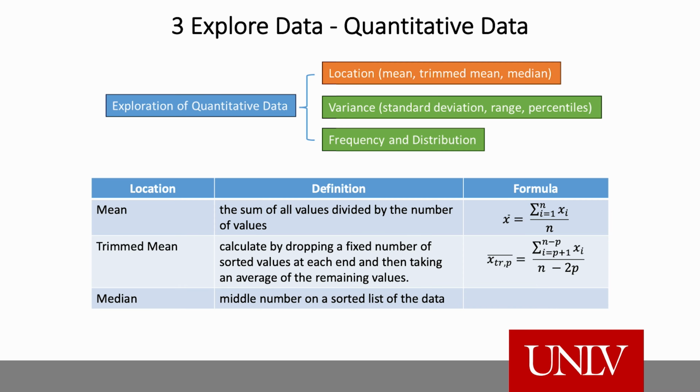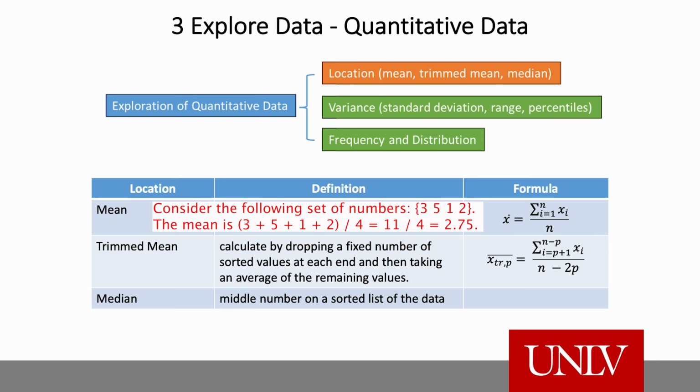In this section, we begin exploring quantitative data by understanding estimates of location or measures of central tendency. The first and most common measure is the mean, also known as the average. The mean represents the balance point of a dataset. We calculate it by adding all values together and dividing by the total number of observations. For example, with the values 3, 5, 1, and 2, the mean is 11 divided by 4, which equals 2.75. In statistics, we often use the symbol X bar to represent the sample mean.